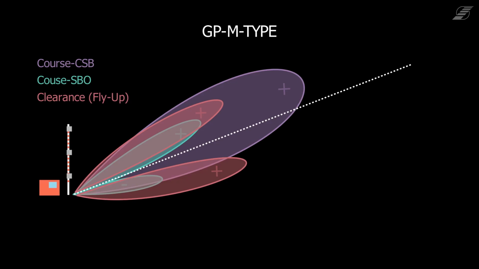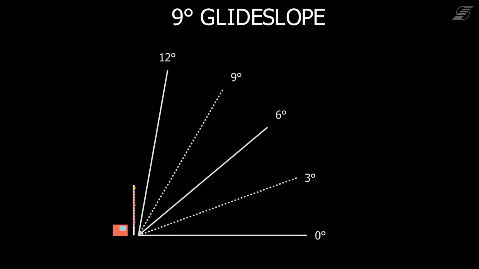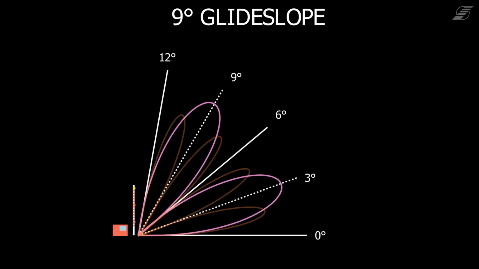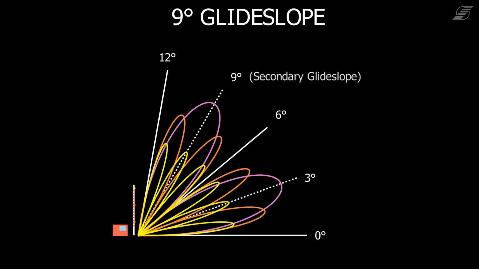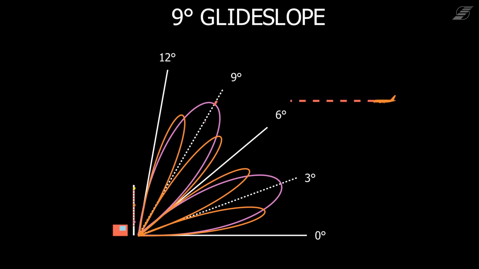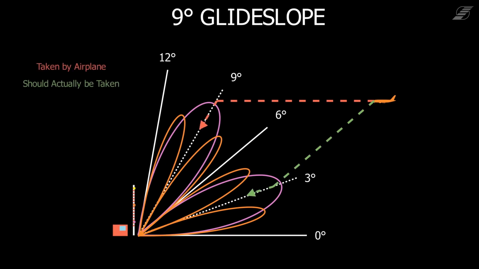As was shown before, above the lobes which result in the 3-degree glide slope, there are further lobes with the same attributes. These lobes lead to an undesirable secondary glide slope at an angle of 9 degrees. An approaching airplane, as shown, would capture the 9-degree glide slope instead of the desired 3-degree one.